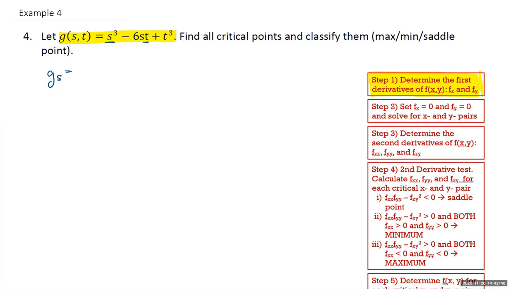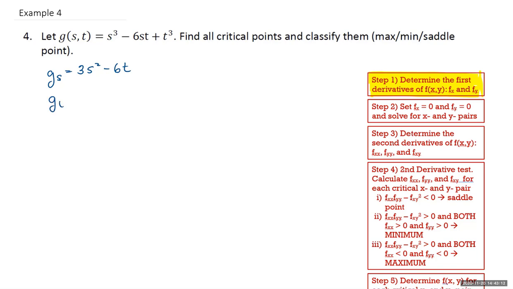So we have g sub s, the derivative with respect to s. I'm going to take my s cubed and do the derivative of that. That's 3s squared. And then I have my 6st here, and the derivative of that is going to be 6t. And then the final term, t cubed, the derivative of that is 0. So there's my first partial derivative.